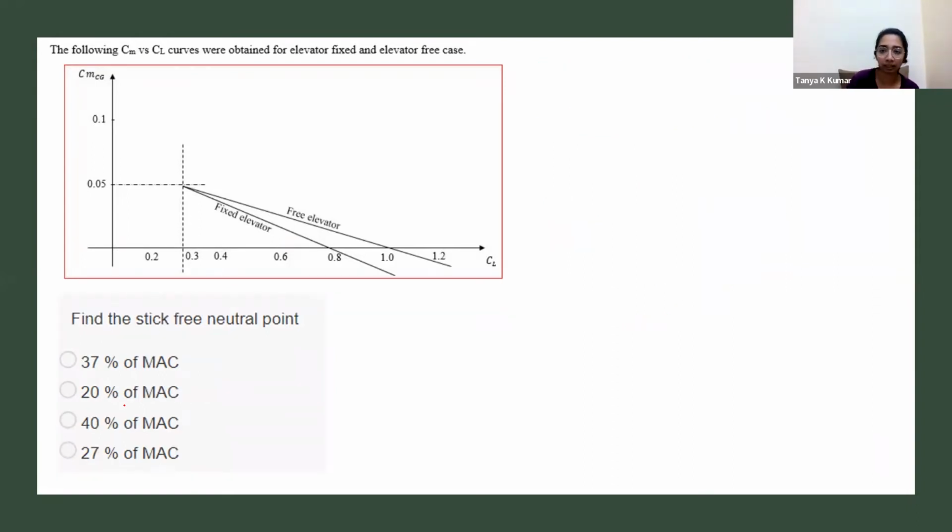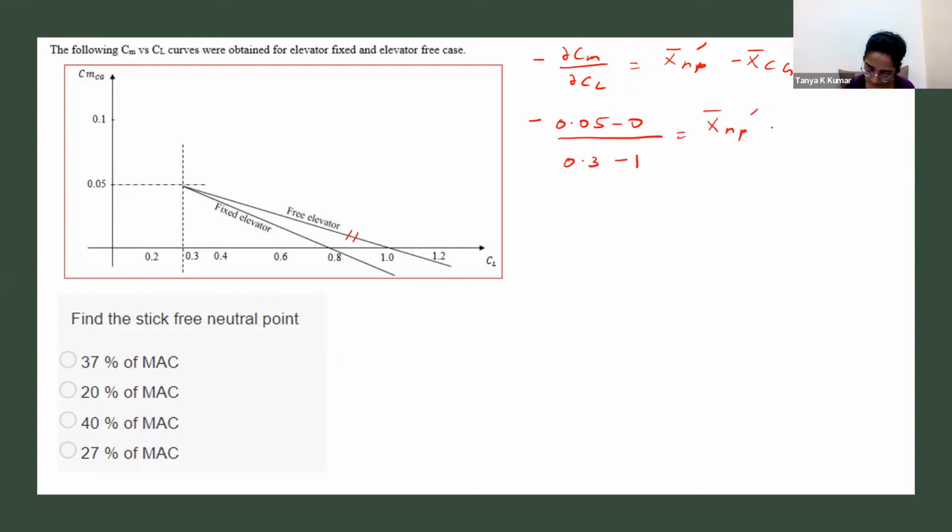You proceed in the same manner. How do you do this? Same equation. So in this case, dCm by dCl is x_np. In this case, it's stick free minus x bar cg. So now you find the slope of this stick free case. So there it will be minus 0.05 minus 0 by 0.3 minus 1 is equal to x bar np prime minus 0.3.